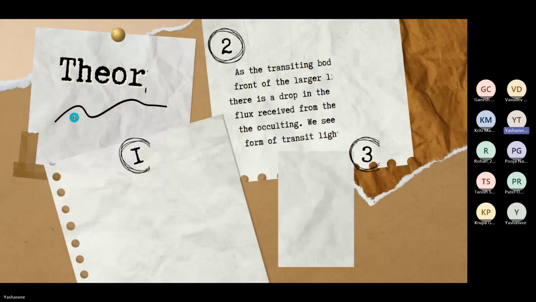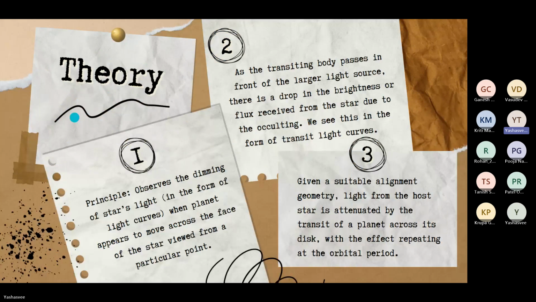So a bit of theory about it: the principle is that we observe the dimming of the star's light in the form of light curves. When the planet appears to move across the face of the star, viewed from a particular point which is edge on by us. So as this transiting body passes in front of the star, we observe a drop in the brightness, or flux, received from the star due to that hindrance caused by the planet, and we see this in the form of transit light curves.